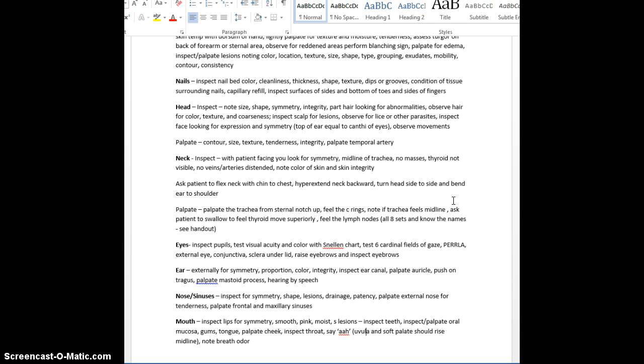Range of motion for the older person may be difficult, and they may experience dizziness with the side movements as well. And that is it for head, face, neck, and regional lymphatics.